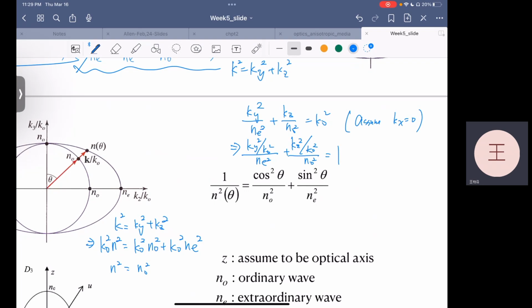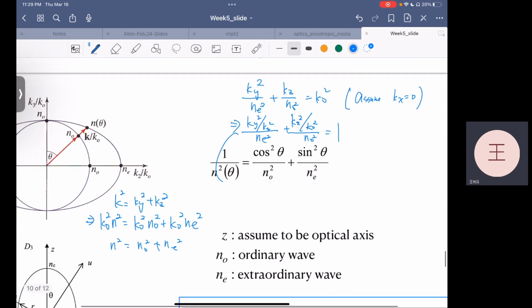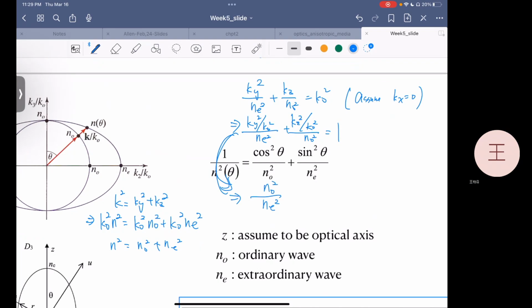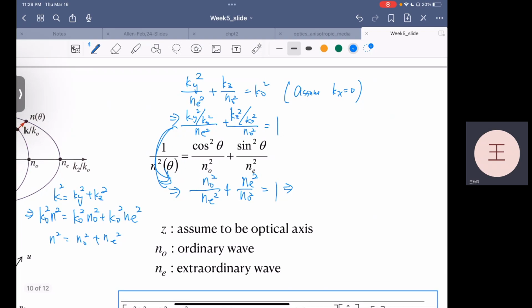Thus, we have this conclusion. So, continue the equation we have here. The z-axis is the extraordinary. We have this conclusion. And if we divide both sides by n, then we will come to this conclusion.